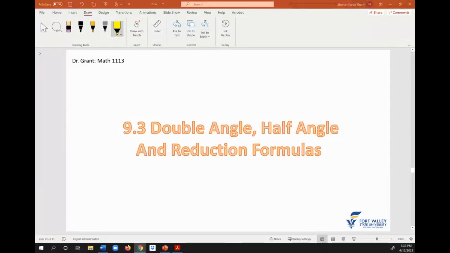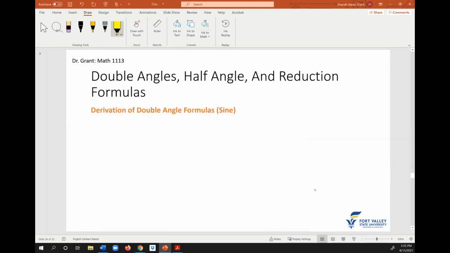In this lecture, we're going to be discussing section 9.3, which looks at double angle, half angle, and reduction formulas. We can actually derive the double angle formulas for sine and cosine, and also tangent using our sum and difference formulas. But let's start by looking at our double angle formula for sine.